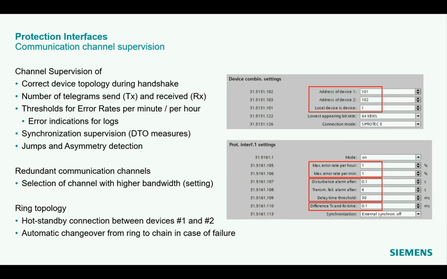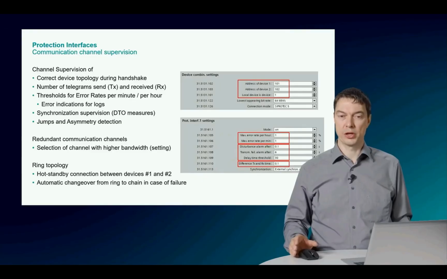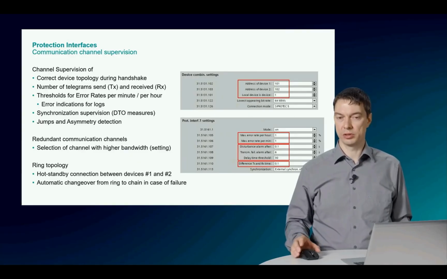Then also the number of received and sent telegrams are logged. There are thresholds in DIGSI 5 where, when the errors in sending and receiving telegrams exceed such a level, then you will get an error in the logs. Also, the CPROTEC 5 continuously measures the device time offset, which I presented in the first part of this tutorial series. And if there is something outside the range, if there are jumps or some asymmetry detected, you will also get an alarm.